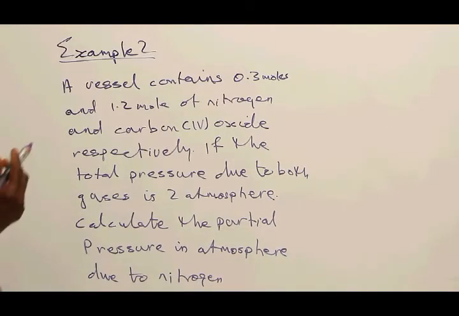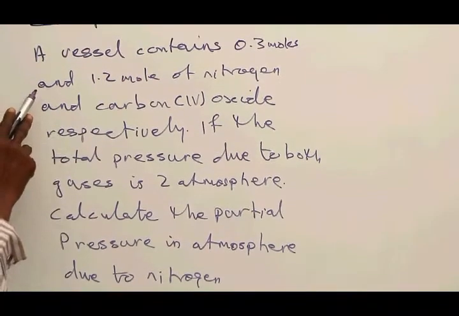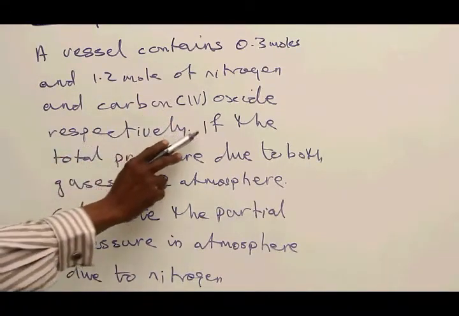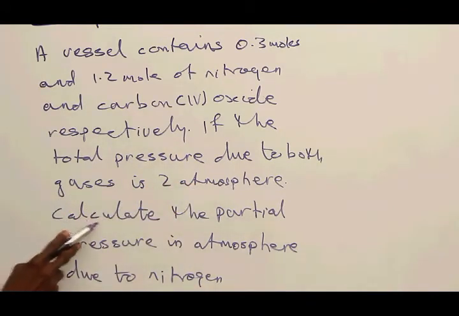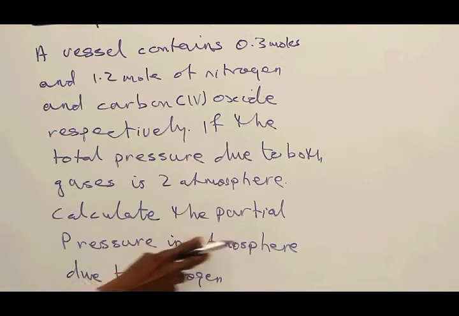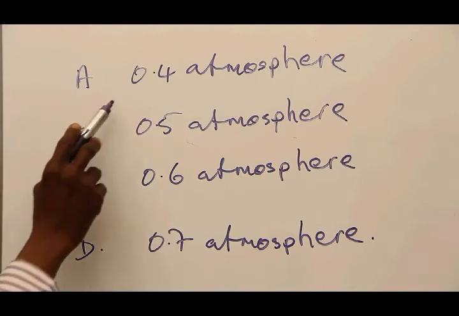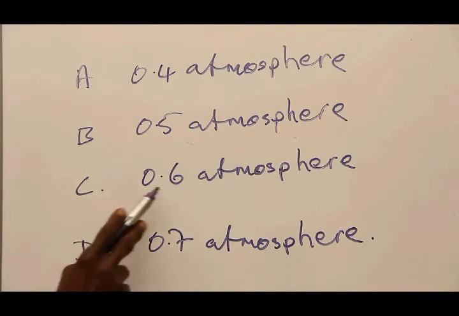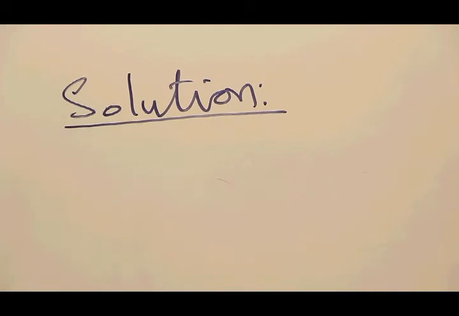Let's consider a second illustrative example. A vessel contains 0.3 moles and 1.2 moles of nitrogen and carbon dioxide respectively. If the total pressure due to both gases is 2 atmospheres, calculate the partial pressure in atmospheres due to nitrogen. The options are A, 0.4 atmospheres, B, 0.5 atmospheres, C, 0.6 atmospheres, and D, 0.7 atmospheres.